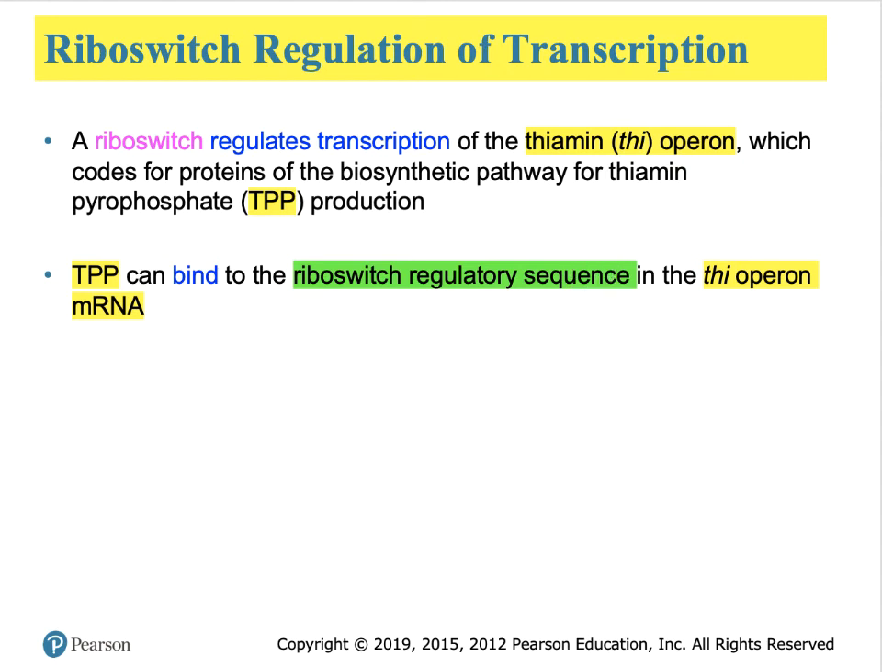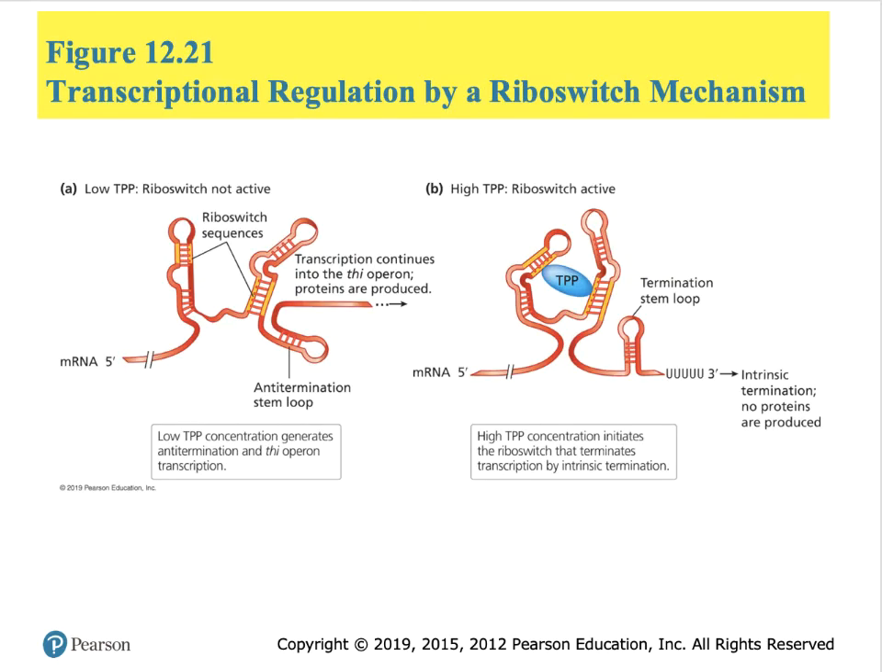And the way it does it is to bind to a riboswitch regulatory sequence on the messenger RNA at the onset of the thiamine operon. In circumstances when the amount of TPP is low within the cell, there's not enough available to bind to the riboswitch, the messenger RNA. And the riboswitch forms a structure which encourages transcription to continue.